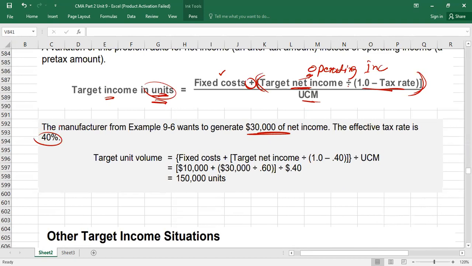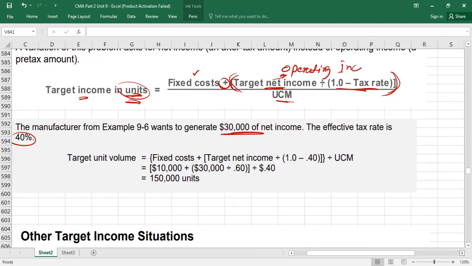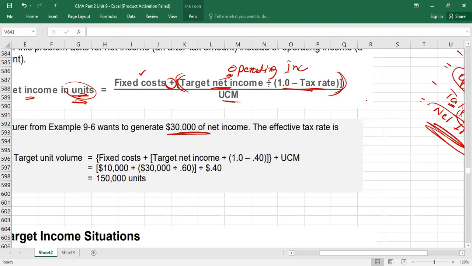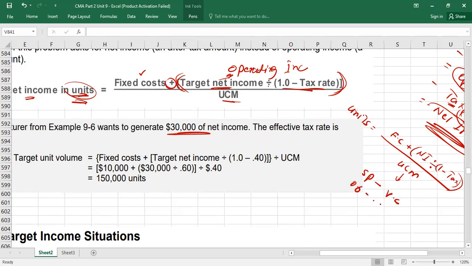So what we will do, very simple idea. We'll apply this formula. To calculate the units you need to sell, you take fixed cost plus net income divided by 1 minus tax, and divided by unit contribution margin. We know unit contribution margin is selling price minus variable cost per unit. Selling price is 0.6, variable cost is 0.2 in the question. So the unit contribution margin is 0.4.